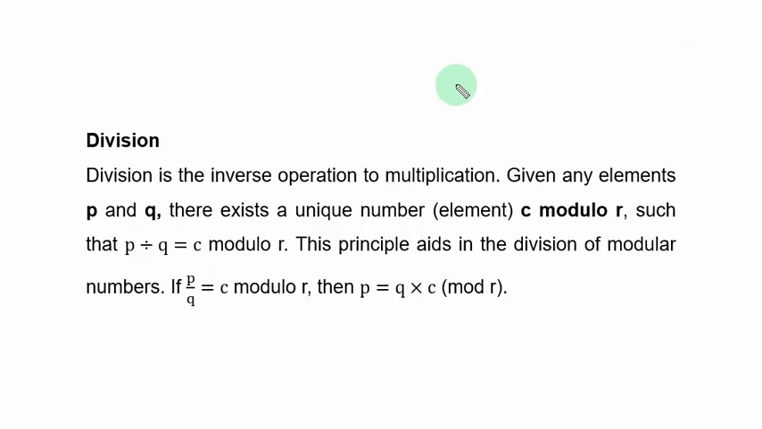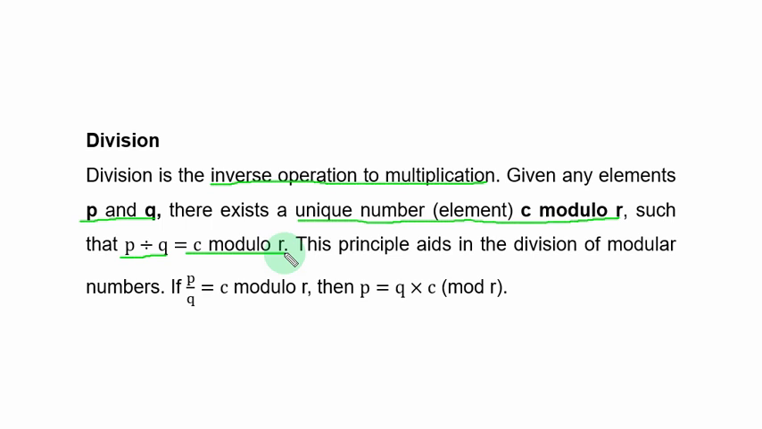So let's look at division. Division is the inverse operation to multiplication. Given any elements p and q, there exists a unique element c modulo n, such that p divided by q is equal to c modulo n.